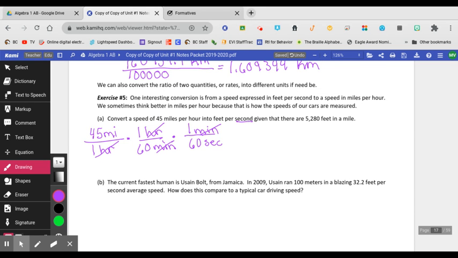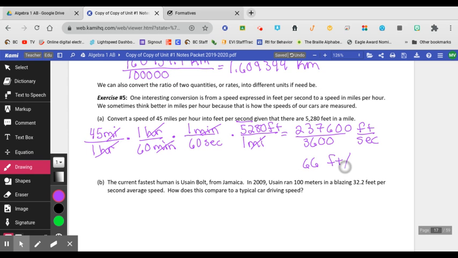Perfect. Now I need to make feet. So I have miles way back here in my numerator. So when I multiply, I want miles in my denominator. And I know there are 5,280 feet in 1 mile. Now I have feet in seconds. So I multiply my numerators. So 45 times 5,280 gives me 237,600. Over 60 times 60 is 3,600. And that's feet per second. But I want to simplify that, so I'm going to do that division. And it's 66 feet per second.